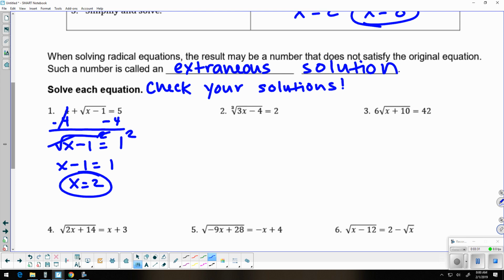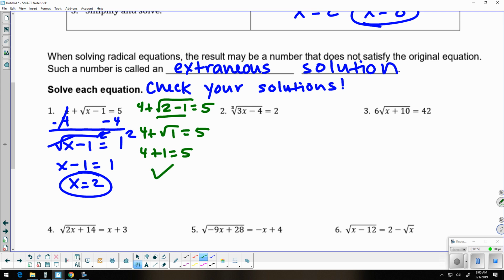But now I want to check. If I plug 2 back into the original problem, it was 4 plus the square root of 2 minus 1, and all that should equal 5. First, underneath my radical, I'd have 4 plus the square root of 1 equals 5. The square root of 1 is 1, and 4 plus 1 is 5, so it all checks out.